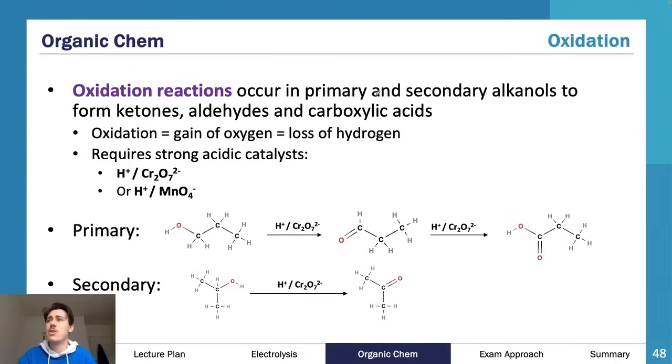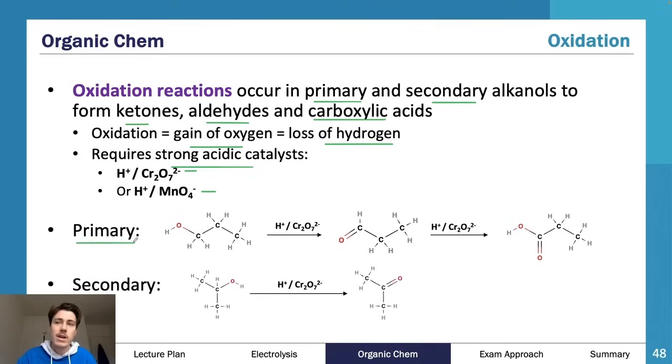So oxidation reactions occur in primary and secondary alkanols. So primary and secondary alkanols, they form ketones, aldehydes, and carboxylic acids. So oxidation, remember that oxidation involves the loss of electrons. Well, it also means the gain of oxygen and the loss of hydrogen. So this requires a really strong acidic catalyst. Really important. What are these catalysts? If I'm going through oxidation, these are going to be oxidants. So this is an oxidant and this is an oxidant. Really important to understand.